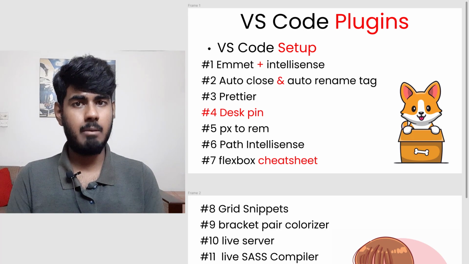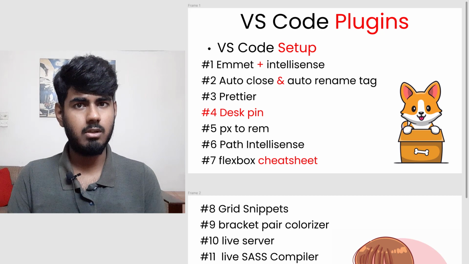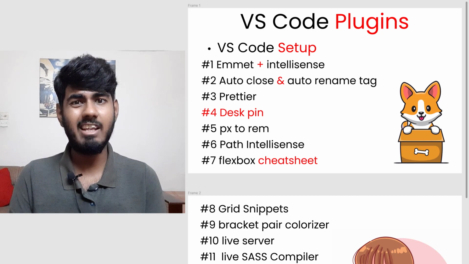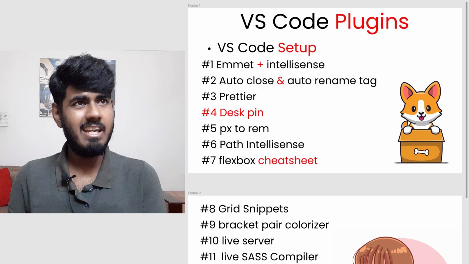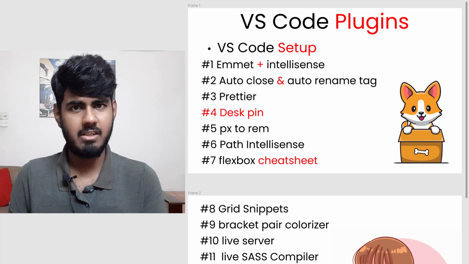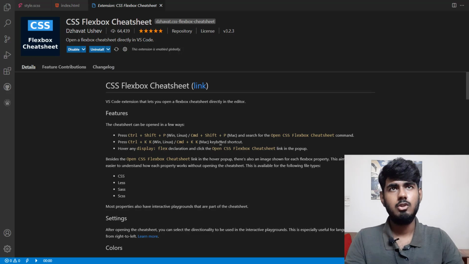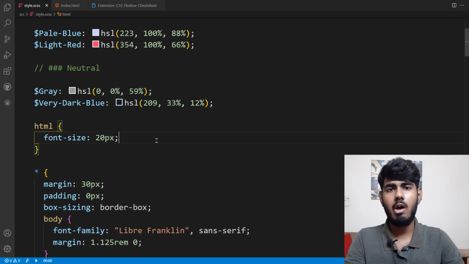Now let's talk about plugin number 7. I know a lot of you struggle with Flexbox properties and what each and every value does. Here this plugin comes in very handy. Let me show this to you. I'm talking about this plugin over here, the CSS Flexbox Cheat Sheet. Now I'm gonna come back to CSS and show you how this is utilized.